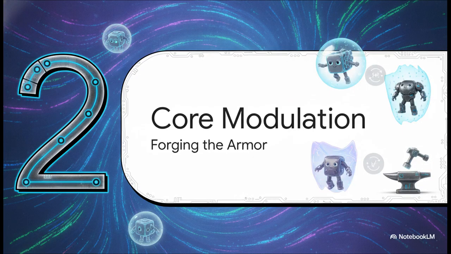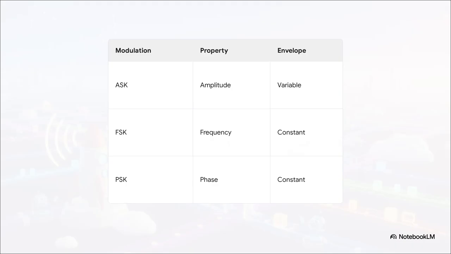Moving right along to part 2, the core modulation techniques. To actually transmit binary data over these bandpass channels, we need to modulate that sinusoidal carrier wave we just built. We do this through keying, which is really just a fancy word for switching a specific property of the carrier wave based on whether we're sending a 1 or a 0. We've got 3 basic flavors: Amplitude-Shift Keying, or ASK, where we switch the amplitude; Frequency-Shift Keying, FSK, where we switch the frequency; and Phase-Shift Keying, PSK, where, you guessed it, we shift the phase.